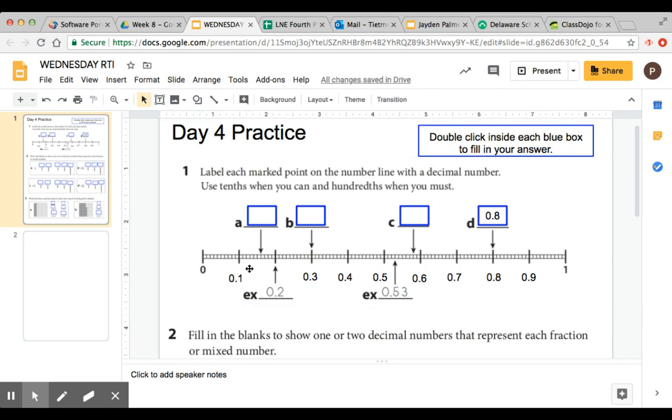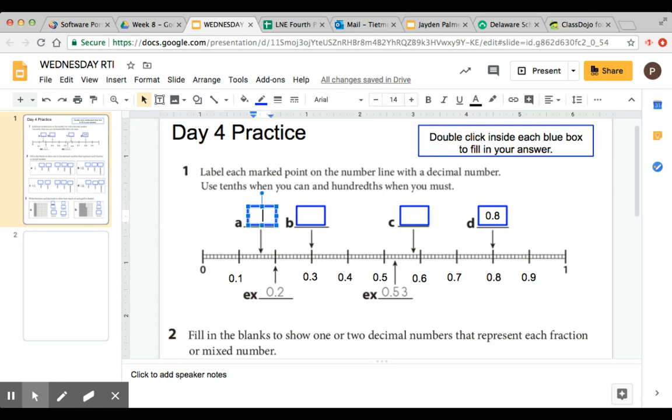Okay. Now we have the boxes in between to label this top row. So if this line here represents 1/10, we just need to count on. So we have 10, 11, 12, 13, 14, 15, 16. So this box here, we would write 0.16 because it lands on the 16th square.